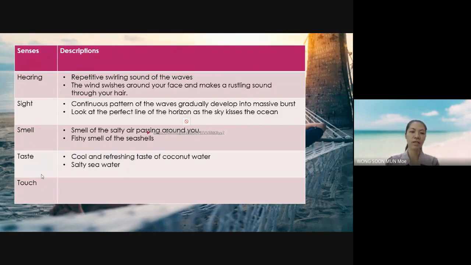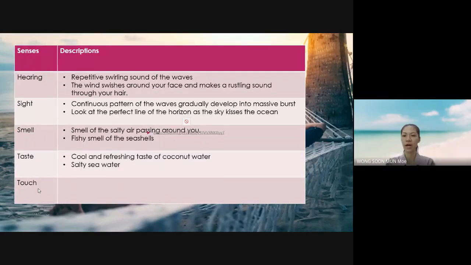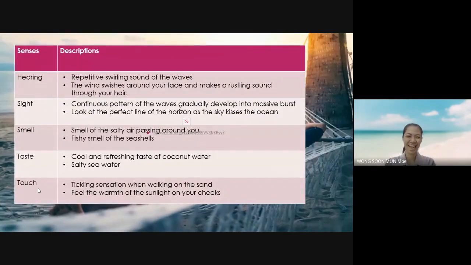Okay, now the sense of touch. What can you touch at the beach? The sand, coconut tree, the water. So how are you going to describe this sense of touch? Okay, crab. Shaswan says crab. Okay, good. Mr. Crab, cute.